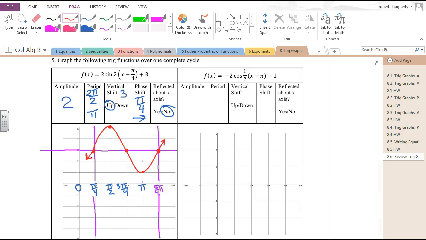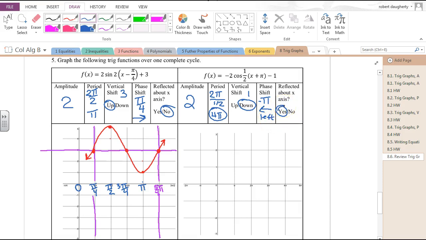And the next one. What is the amplitude of this guy? Amplitude is 2. The period is 2 pi divided by 1/2, which is 4 pi. Vertical shift. There's a vertical shift down of 1. There's a phase shift. So the phase shift is pi or minus pi, but anyway, the point is this one goes to the left. Has it been reflected about the axis?